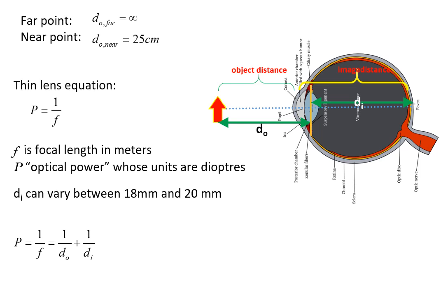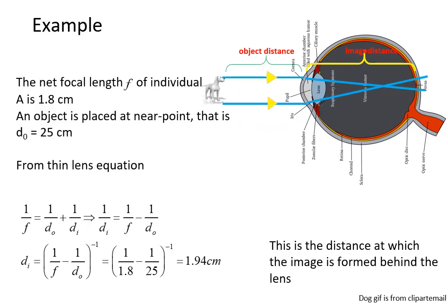This is the thin lens equation, and the eye's image distance can vary between 18 millimeters and 20 millimeters. So here is the image distance, the focal length between the focal point here and the vertical axis of the lens. This is the eye, the distance between the imaged object and the lens, and this is the object distance, DO, which can vary.